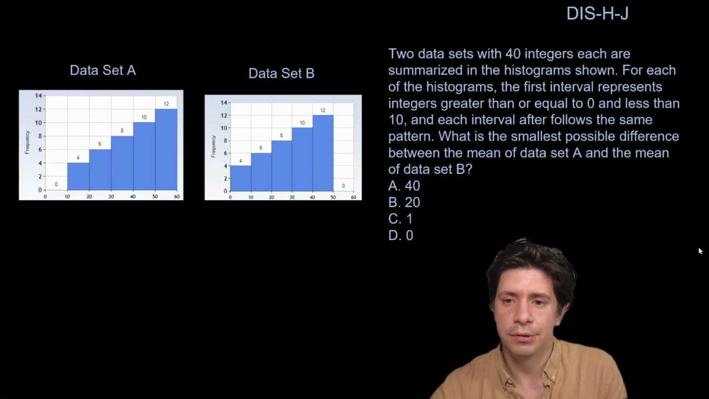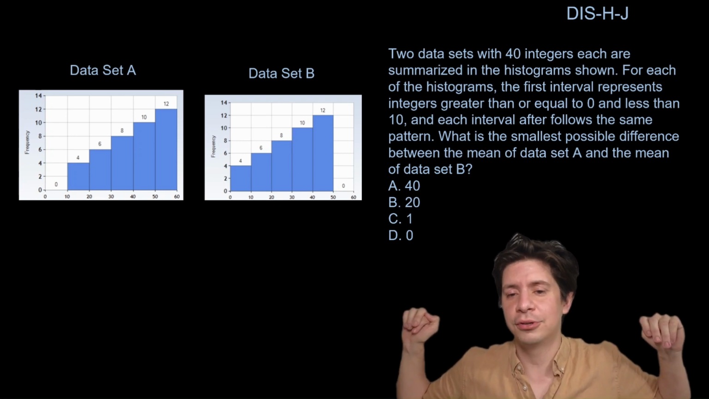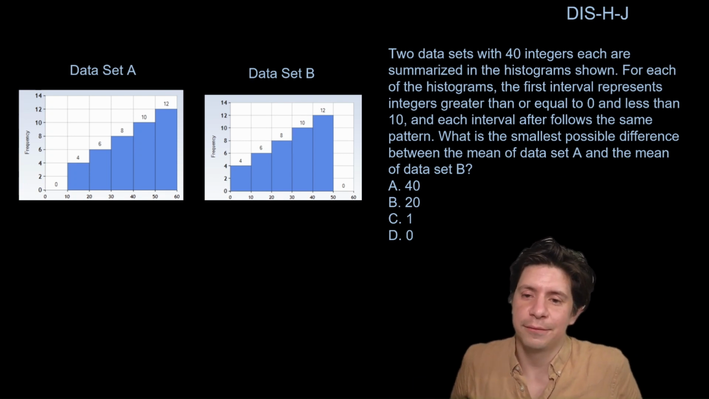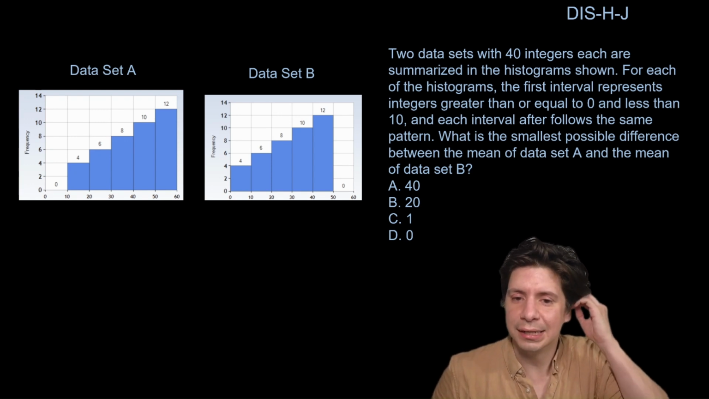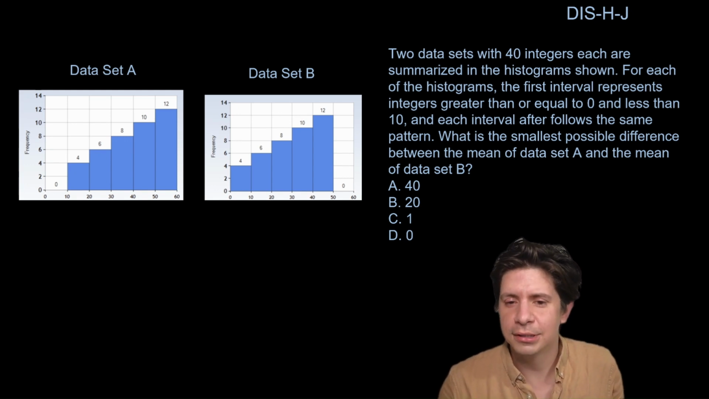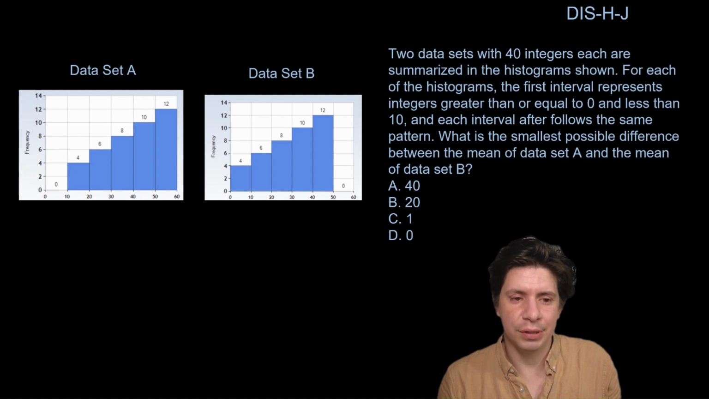All right, so now we'll go on to this. Two data sets with 40 integers each are summarized in the histograms shown. For each of the histograms, the first interval represents integers greater than or equal to 0 and less than 10. And each interval after follows the same pattern. What is the smallest possible difference between the mean of dataset A and the mean of dataset B?